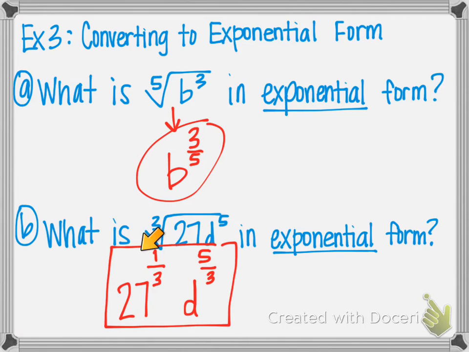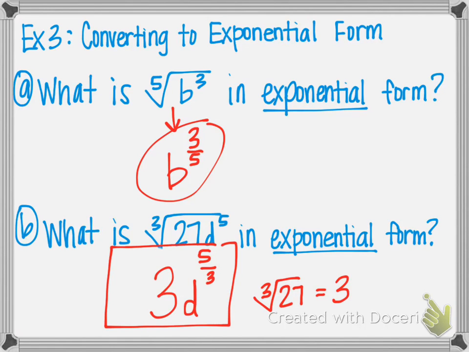And you could even go on to simplify this. 27 to the 1/3 power is the cube root of 27, which is 3. So you could even go ahead and fix this so it's 3d to the 5/3. And actually, if I had my choice, this is what I want you to do. This makes you look so much smarter.